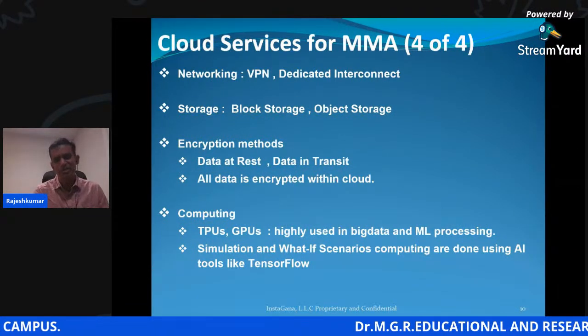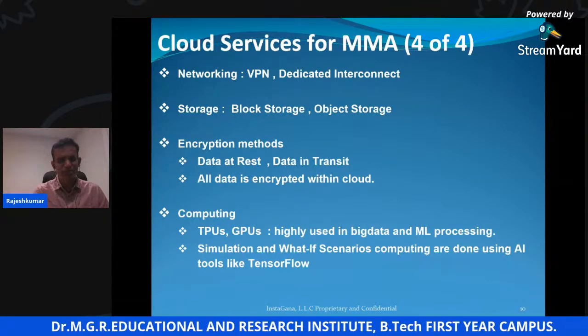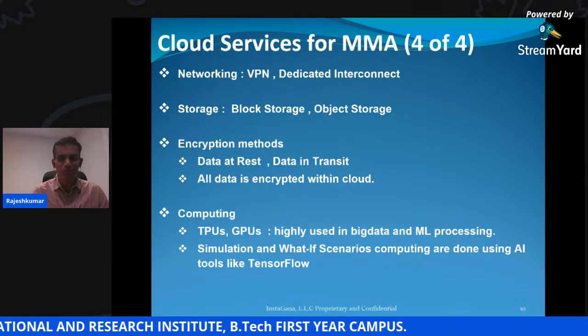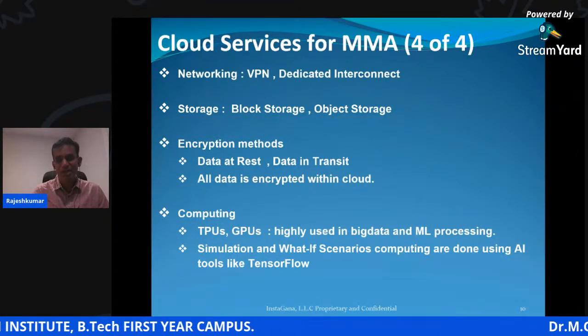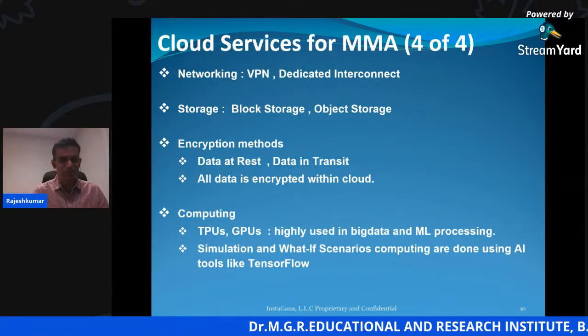They're highly used in machine learning models and big data processing, actually. So the input these compute processes take is humongous, and they just process all the data in no time, and they just give the results.